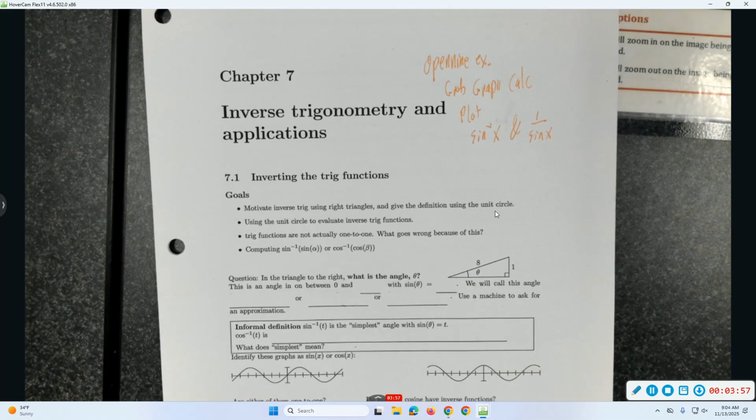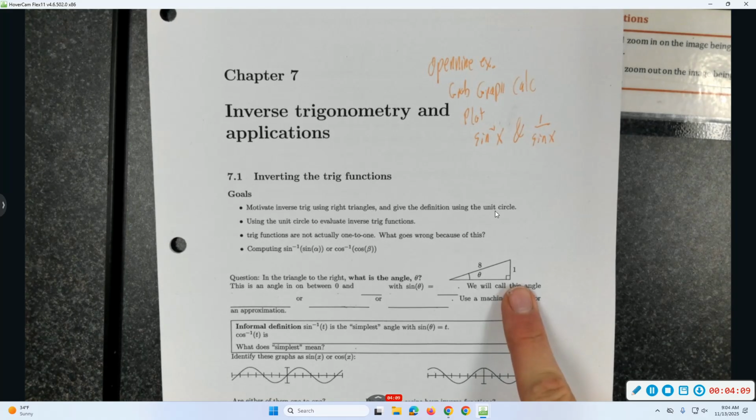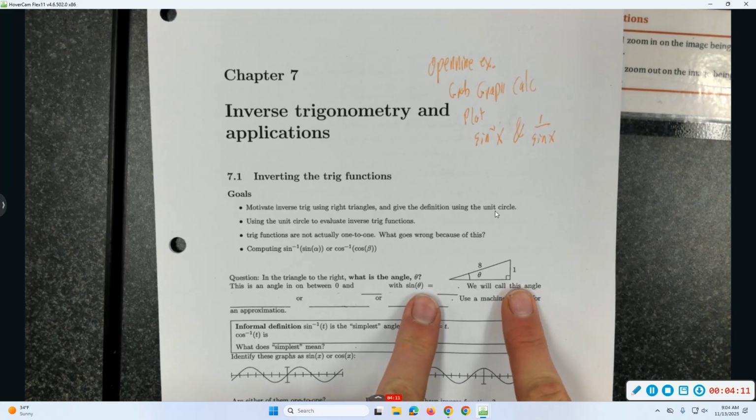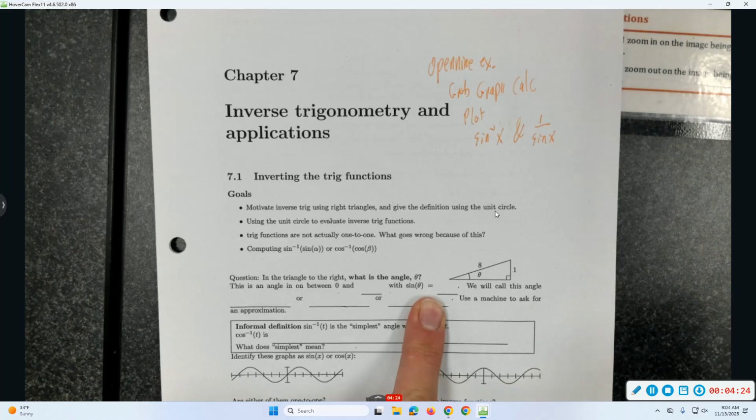Let's suppose I give you a right triangle. By measuring, we find that the side opposite some angle theta is 1, and the hypotenuse is 8. Given this right triangle, what's the sine of theta? Not what's theta, just what's the sine of theta? 1 over 8, right? Sine is opposite over hypotenuse.